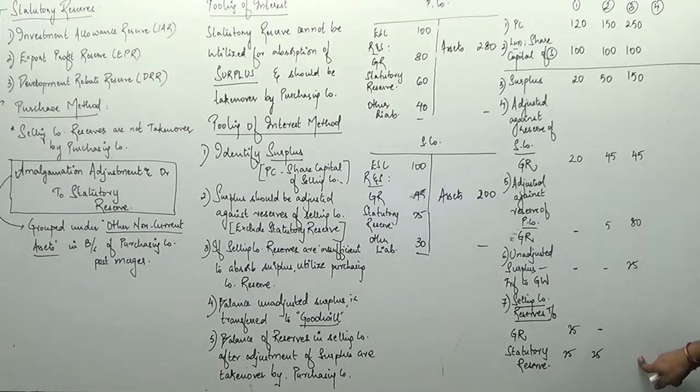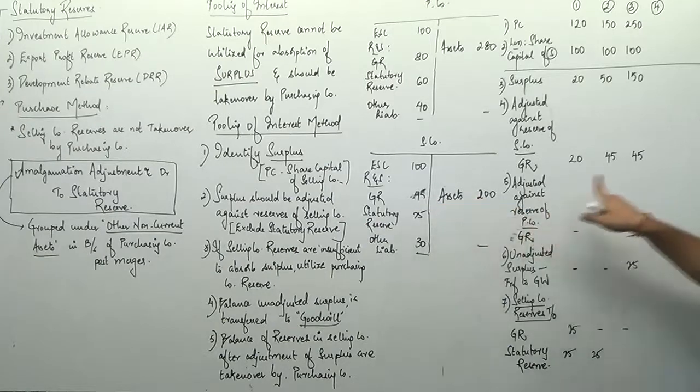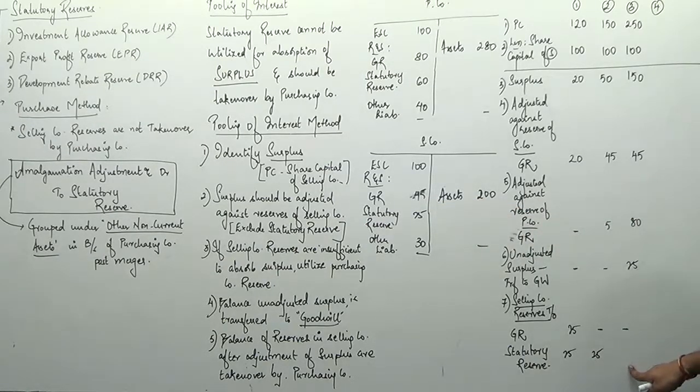What is the selling company reserve taken over? General reserve 0, because I had 45, I used 45. Selling company's statutory reserve compulsory taken over, 25. You increase it further, you keep seeing that the goodwill keeps increasing. You increase it to 300, everything will remain the same, your goodwill will be added by 50. You add 60 to your PC, your goodwill also will add it by 60.